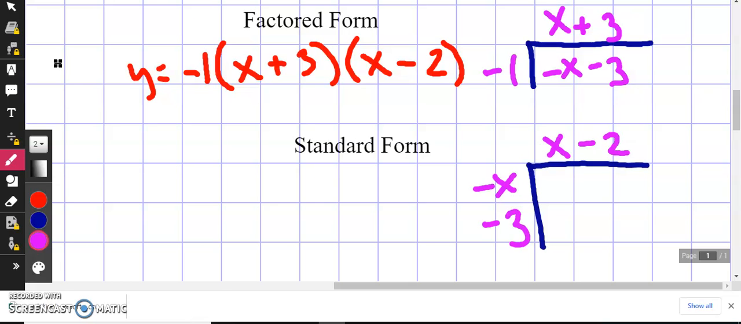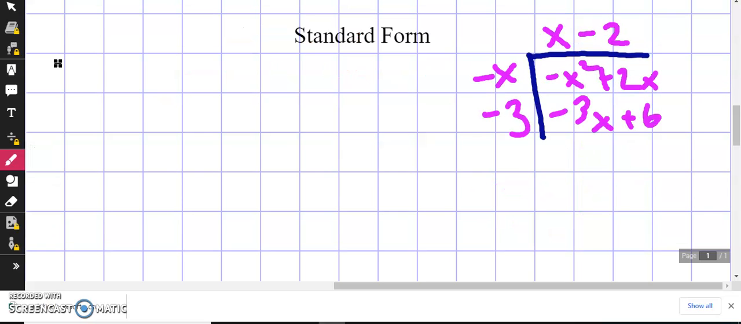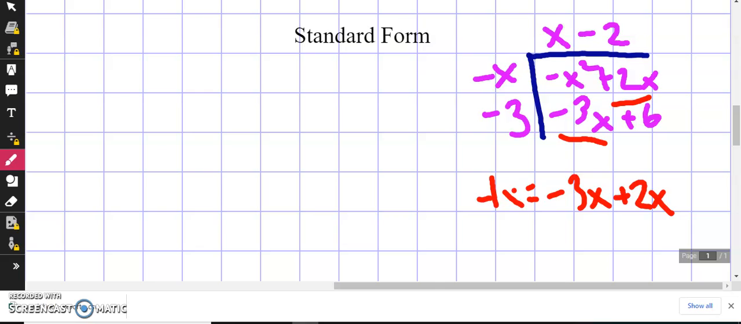So I'm going to distribute -x to the top, so I get -x times x, which is -x squared. I get -x times -2, which is positive 2x. I get -3 times x, which is minus 3x. And then -3 and -2 multiply to positive 6. Just like last time, I have my x's in the middle that combine. So if I do -3x plus 2x, that would give me a -1x, or in this case, a -x. So my standard form is going to be y equals -x squared minus x plus 6.